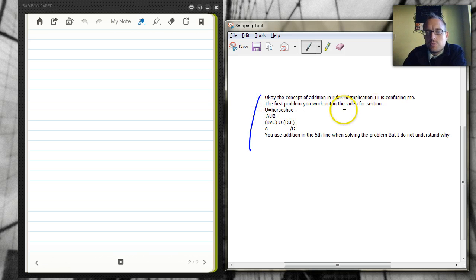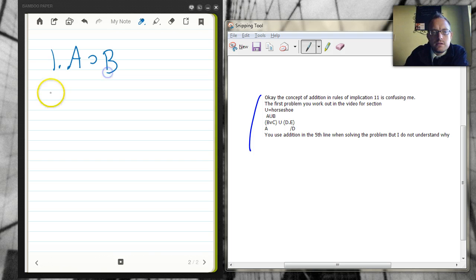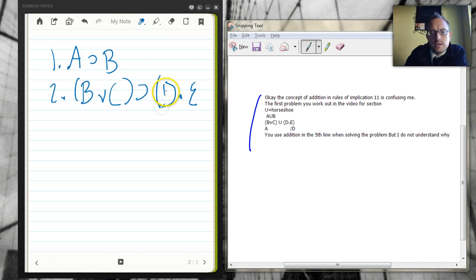The first problem you worked out in the video for this section is: if A, then B, 2, B or C, then D and E, close parentheses. Line 3 is A, and then the result we're looking for is D. Now, you use addition in the fifth line when solving the problem, but I don't understand why.